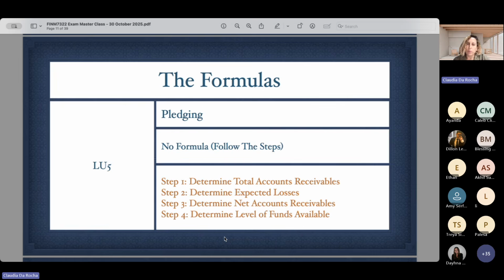And the level of funds available is basically an amount calculated based on what the banks are willing to give. What I mean by that is most banks will not give 100% of your debtors' book. They will give a certain percentage, 80%, 60%, it really depends. And we need to factor that in when we are calculating here.